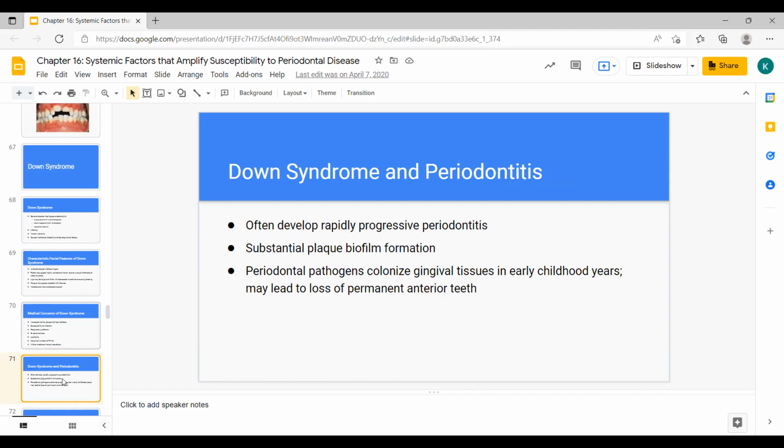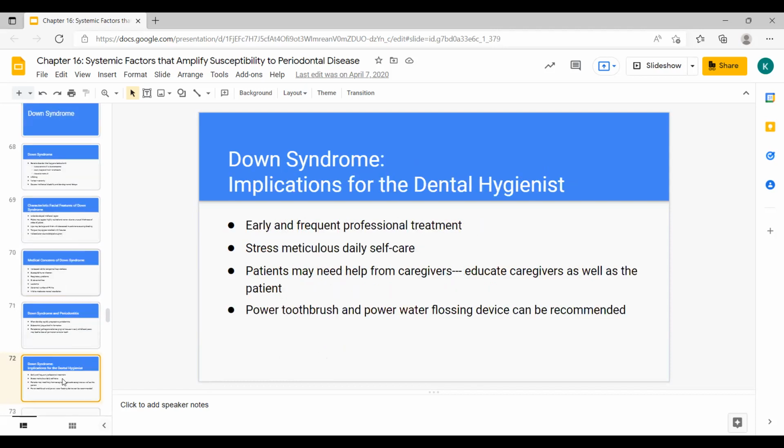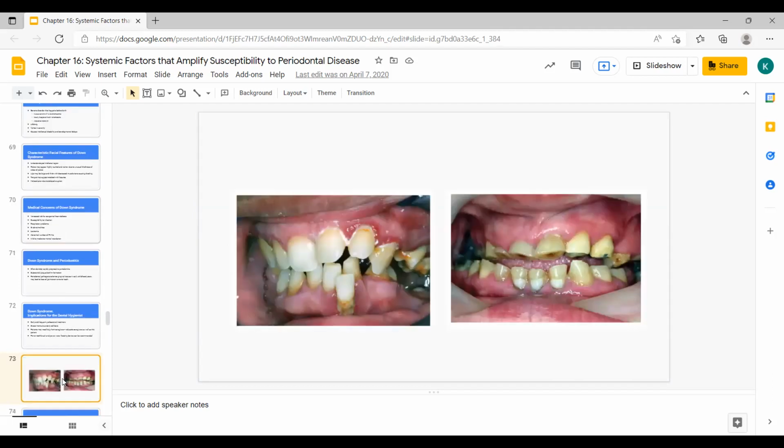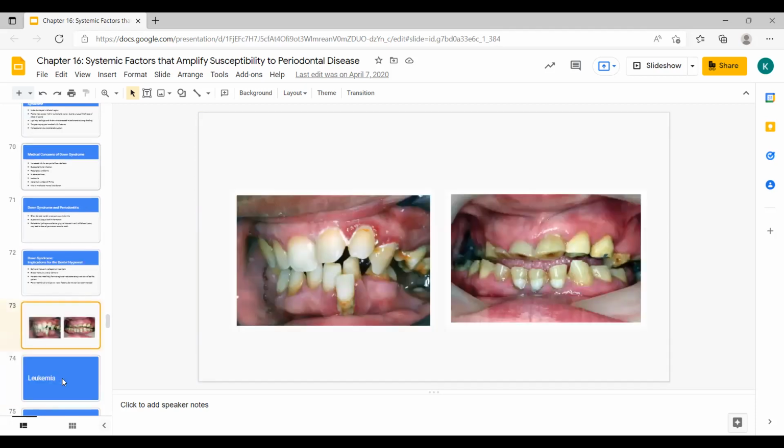Periodontal pathogens colonize gingival tissues in early childhood years, may lead to loss of permanent anterior teeth. Early and frequent professional care. Patient may need help from caregivers, educate caregivers. Power toothbrush. Lots of attrition you see in patients with Down syndrome for sure, because they're big clenchers and grinders.